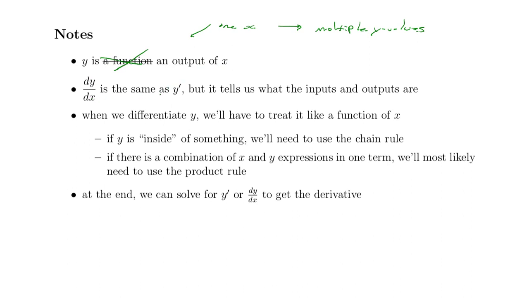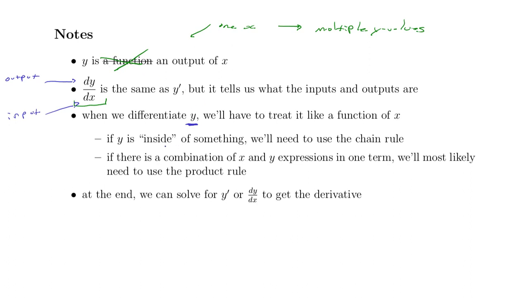Dy over dx is the same as y prime, but I like this notation here. I'm going to use the d over dx, the derivative notation, and I'll every now and then use dy over dx, because it tells us what the input and output is. The thing on the bottom here is going to act like the variable or the input, and the thing on the top is going to act like the function or the output. That's going to be helpful. When we differentiate y with regard to x, we'll have to treat it like a function of x, even if it's not actually a function of x.